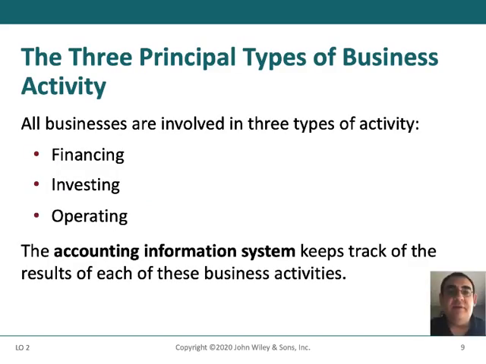All organizations, whether it's a business or not-for-profit, are essentially involved in 3 basic types of activities: financing, investing, and operating. The first 2, financing and investing, determine how an organization is funded so that it is able to operate or do what it does. And the accounting information system keeps track of the results of all of these different business activities and then tells a story and reports on it.